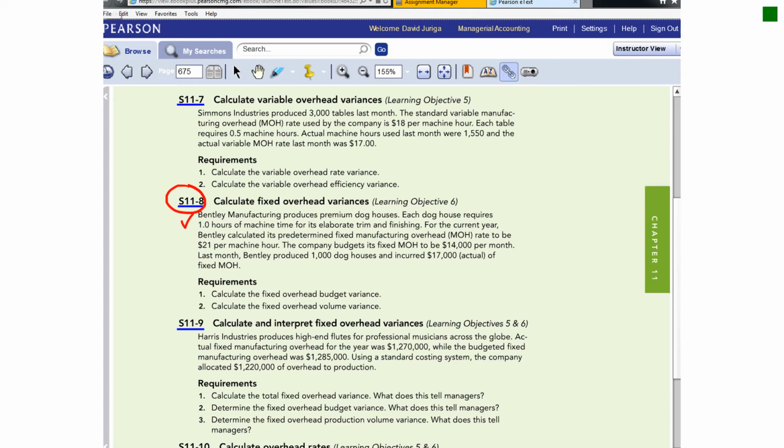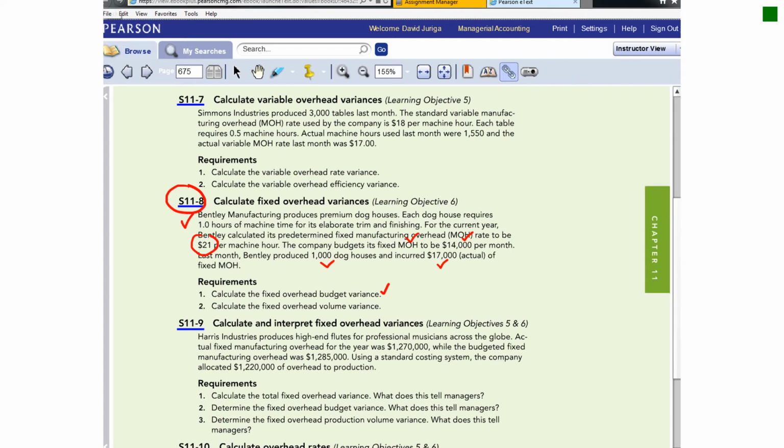It says for the current year, their predetermined fixed overhead rate is $21. They also tell you the budgeted fixed overhead is $14,000. They produced 1,000 doghouses, and the actual fixed overhead costs were $17,000. So they want, number one, to calculate the fixed overhead budget variance. That's the pretty simple one. You just compare the actual cost to the budgeted cost.